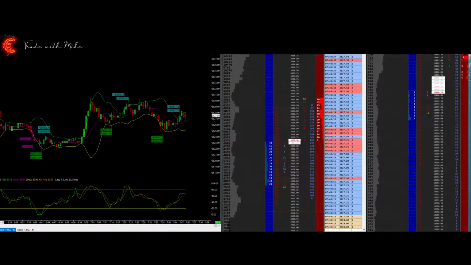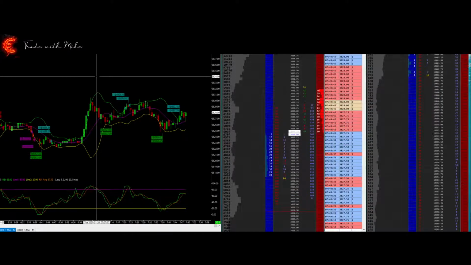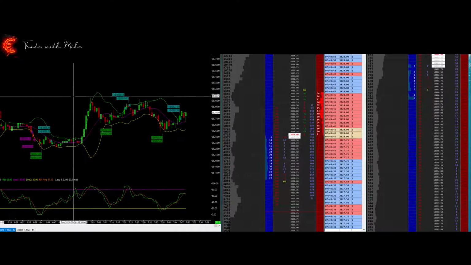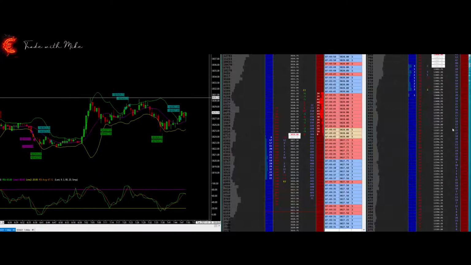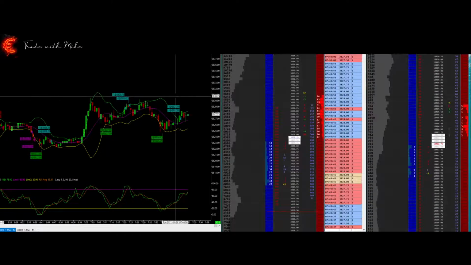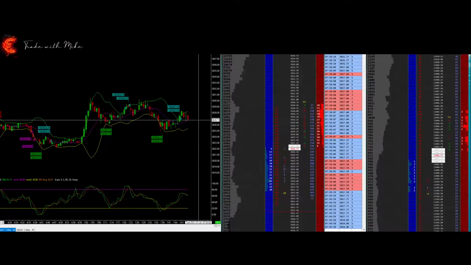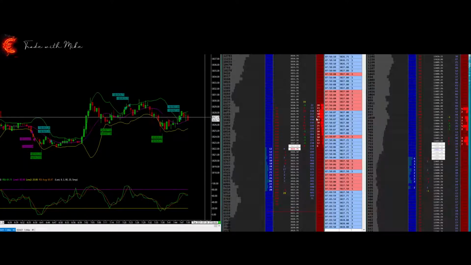I might show you later on also a different strategy that I used to use for scalping for E-mini Dow Jones. It was great for Dow Jones. I was trading Dow Jones for a long time, just Dow Jones, and I still stick to the indices. But now it's more S&P, Nasdaq.